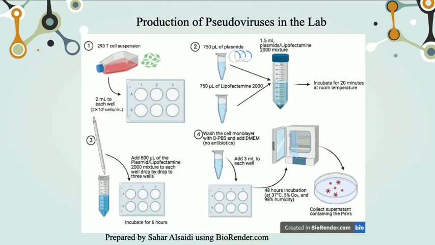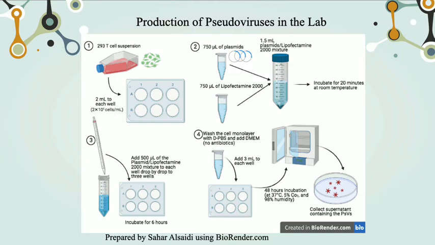The production of pseudovirus in the lab. The following slide shows a method to produce SARS-CoV-2 pseudovirus. This is a method used in Professor Romero's lab. In order to produce pseudovirus, we need to transfect mammalian cells with plasmids that contain all the necessary information to produce pseudoviruses in those cells. In this case, the mammalian cell line we are using is the 293T cells.